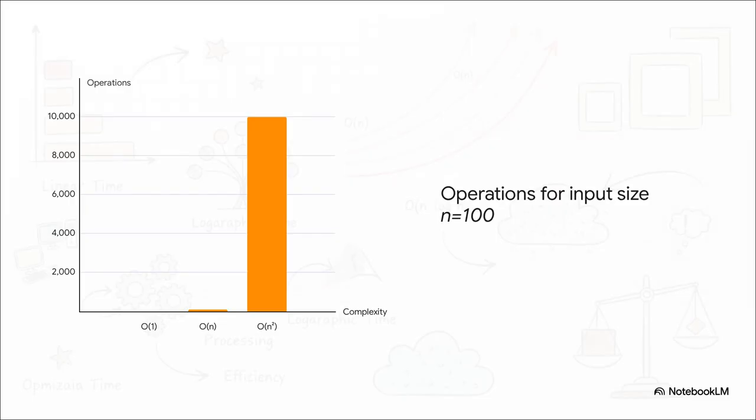To put that into perspective, imagine an input size of just 100 items. An O(1) algorithm takes exactly one operation, always. It doesn't care about the 100 items. An O(n) algorithm scales linearly, taking 100 operations. But look at O(n squared). That small input of 100 suddenly jumps to 10,000 operations. It's wild how small differences in algorithmic growth explode into massive, system-breaking differences at scale.